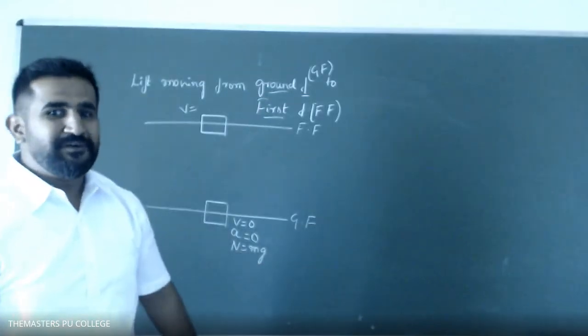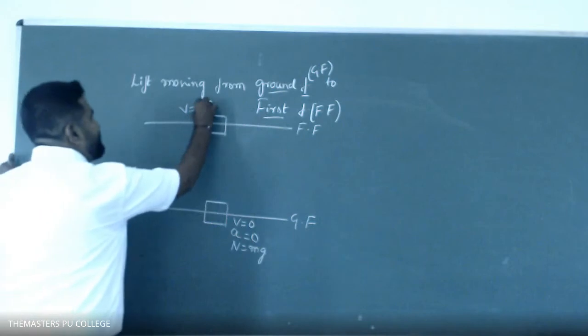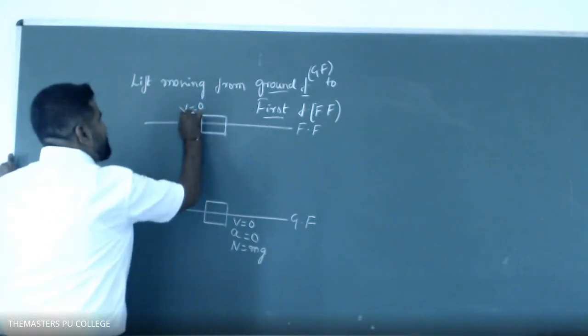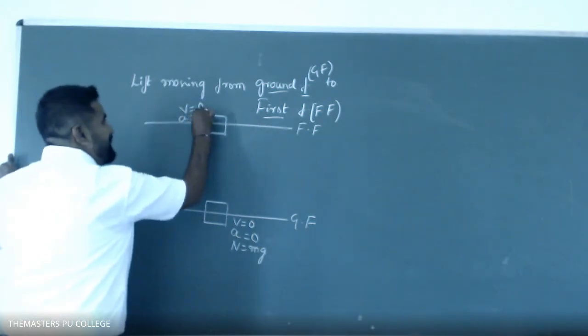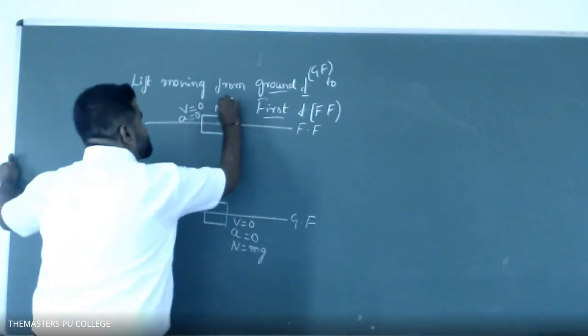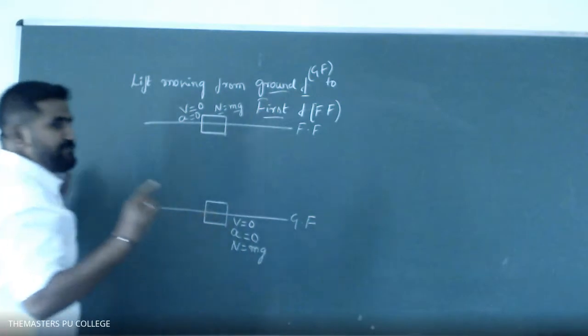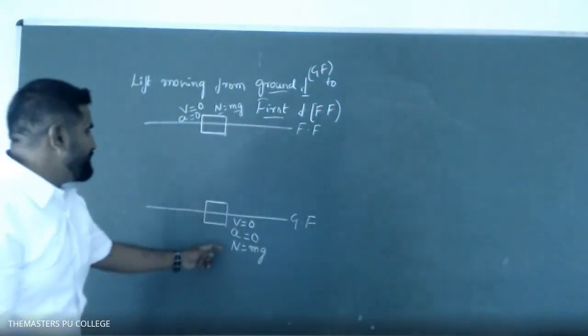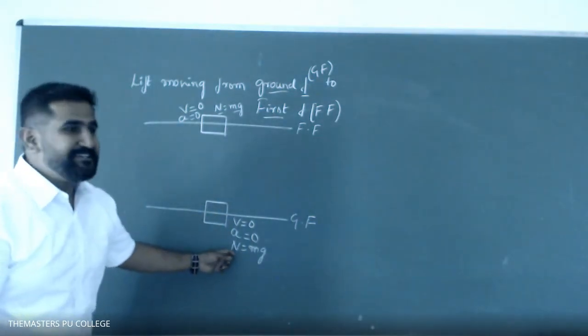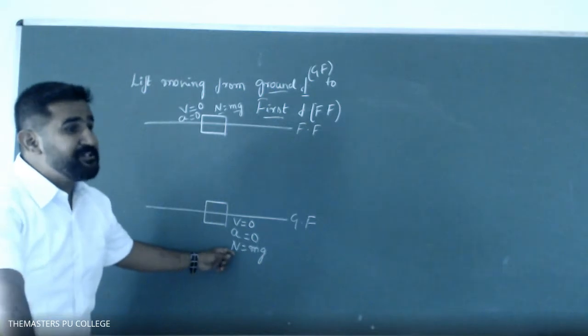0. What is the velocity of the lift now? 0. If v is equal to 0, a is equal to 0. If a is equal to 0, N is equal to mg, and the apparent weight will be equal to true weight. Observe where apparent weight is equal to true weight. At the ground floor, apparent weight will be equal to true weight.